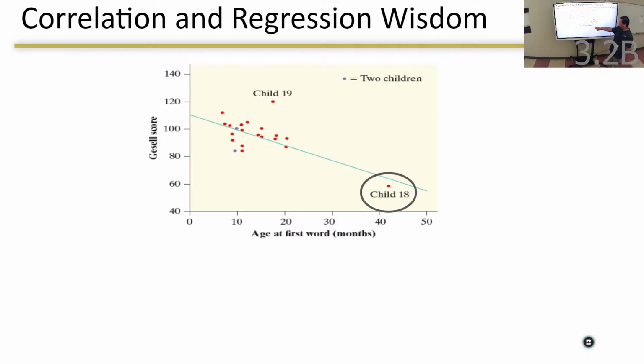Age at which the first words were spoken and whatever this Gesell score was. Beautiful. Slope, slope, slope. Child 19's way up here. Child 19's an outlier. It's with the data, it's just kind of high. Child 18 is high leverage. It's not really a big residual, but it has a huge effect on that line. Very influential. Not high leverage.